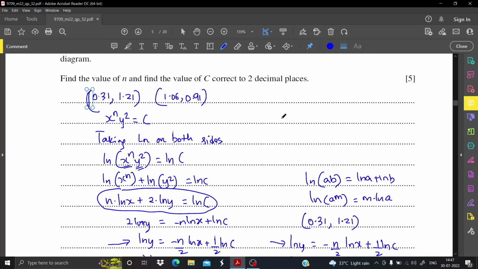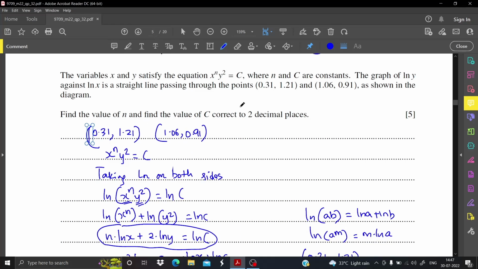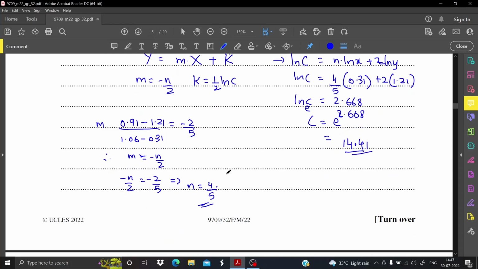So what's the question? Our question is to find the value of n and the value of c. It says 2 decimal places. So this is the exact value. 4 by 5 is 0.8, and therefore you can conclude that your n value is 0.8, 2 decimal places. The c value is 14.41. Hope this is clear.